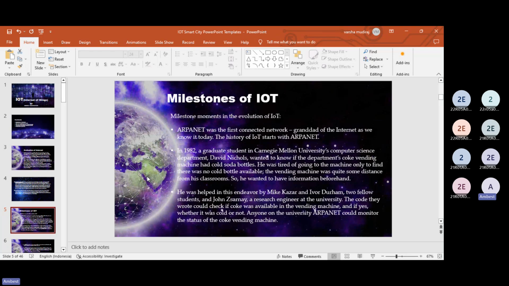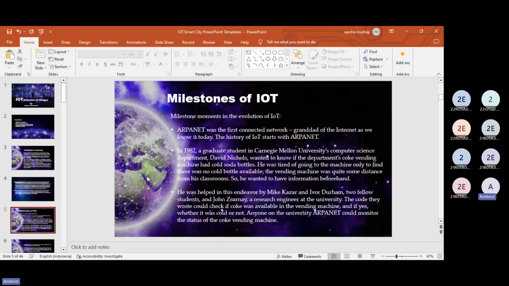It was the first computer network. It was used in 1969 for academic and research purposes. And yeah, it was the first milestone of IoT.